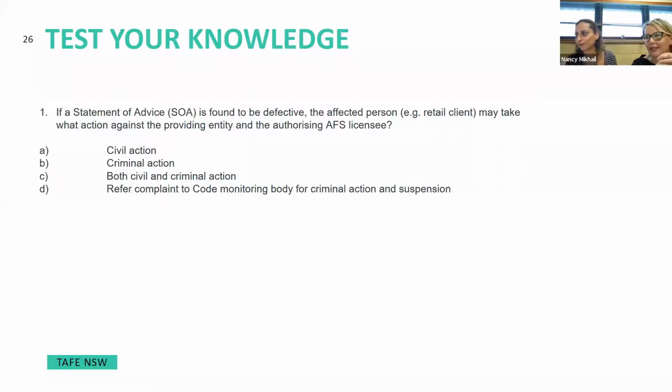Oh, this is really interesting. They're all flipping between A and D. Keep them coming. Glad no one's got criminal action, because you're not going to go to jail if you give it a defective SOA. We're nearly there. A few more responses. Very interesting answers. Okay, a few more. Looks like it's a bit neck and neck with A and D.